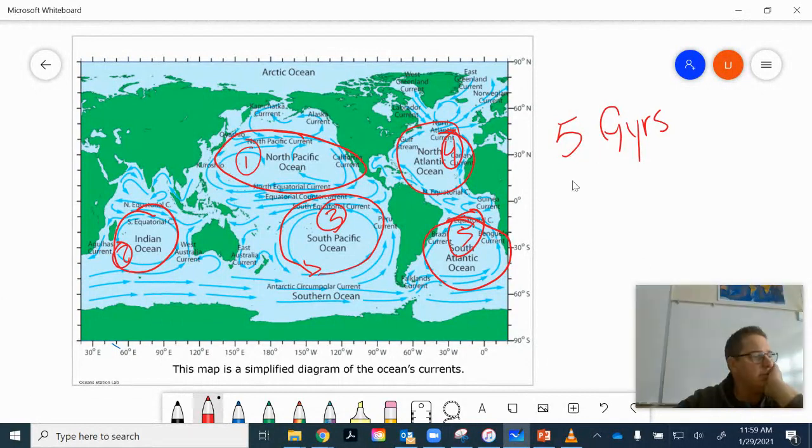Gyres. Oh, I forgot to put an E on it. Darn it. I just realized I forgot an E. 5 gyres. A spinning motion like this is called a gyre. There's 5 main gyres. There's one in the North Pacific, South Pacific, North Atlantic, South Atlantic, and here in the Indian Ocean. 5 main gyres.